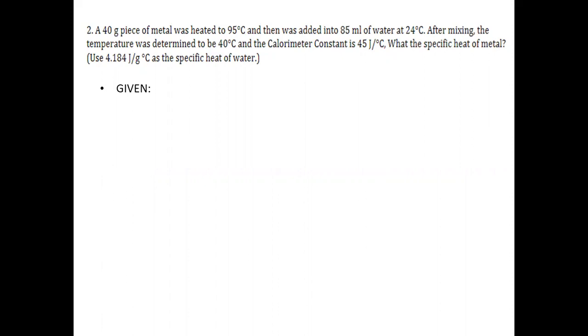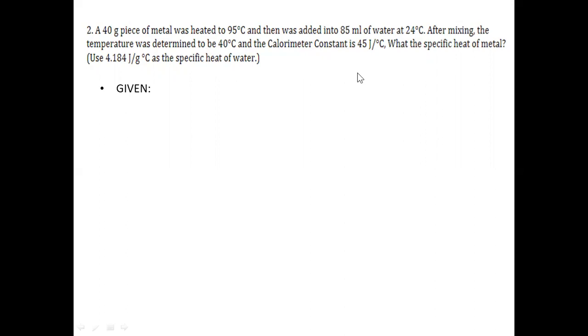A 40-gram piece of metal was heated to 95 degrees Celsius and then was added into 85 ml of water at 24 degrees Celsius. After mixing, the temperature was determined to be 40 degrees Celsius. So this is our mixing temperature. And the calorimeter constant is 45 joule per gram degree Celsius. What is the specific heat of the metal?